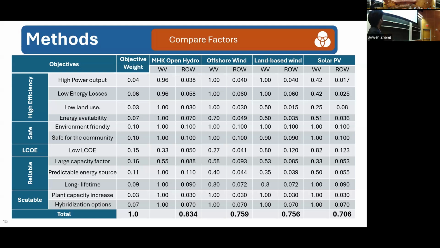But yeah, what I want to show over here is that the framework provided four different technologies out of 12. Here, marine hydrokinetics (open hydro) fulfills around 83.4% of the community needs. This includes all of these objectives, and 83% of them are fulfilled by this particular technology. Offshore wind fulfills around 75% of the community needs and demands, land-based wind around 75.6%, and solar PV around 70%.